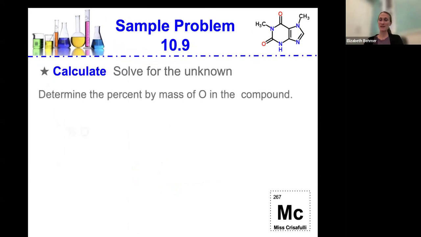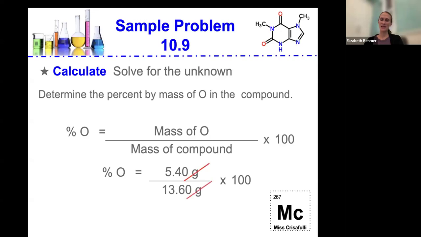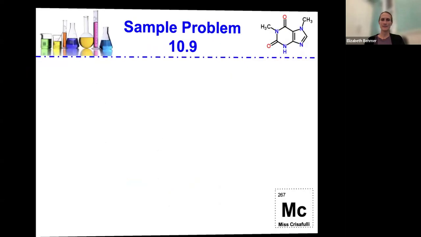Determine the percent by mass of oxygen. The percent oxygen is the mass of oxygen divided by the mass of the compound times 100. The mass of oxygen is 5.4 grams divided by 13.6 grams, the mass of the compound, times 100. Grams cancel out and we get percent oxygen is 39.71% oxygen.